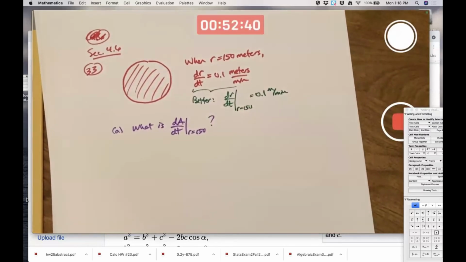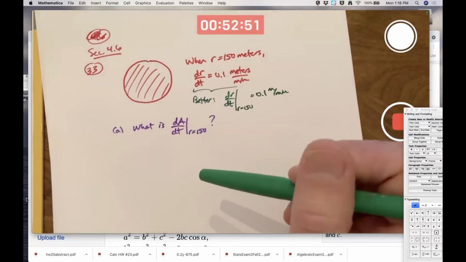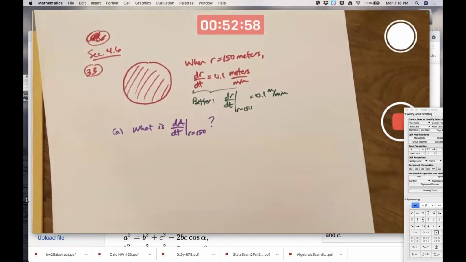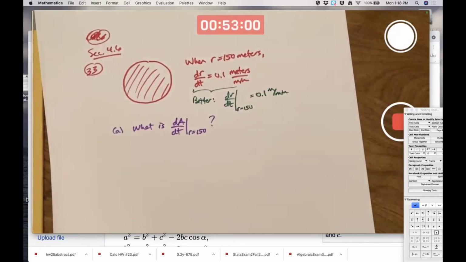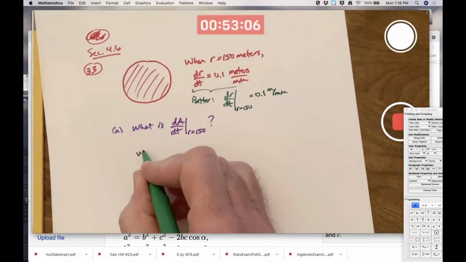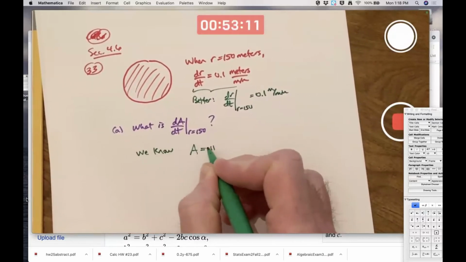That's the question. How in the world, if you don't have formulas, can you solve this problem? You can use the relationship between A and r, the area of a circle in terms of its radius. That's one thing you can do. This subject is called related rates. Okay, so this is a relationship. We know A equals pi r squared.